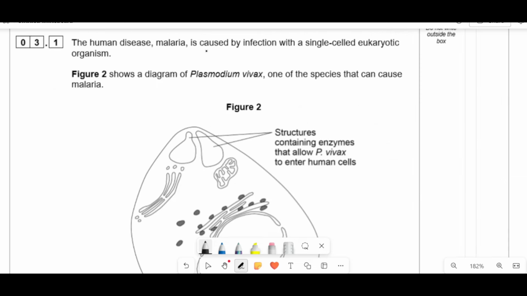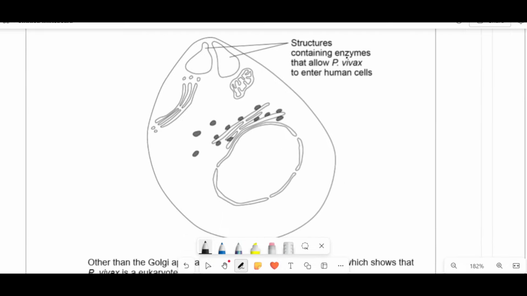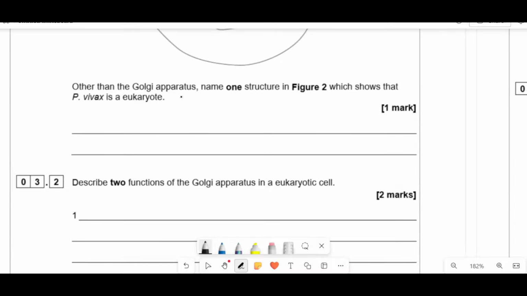The human disease malaria is caused by an infection with single-celled eukaryotic organisms. Figure 2 shows a diagram of Plasmodium vivax, one of the species that can cause malaria. So if we have a look, we've got structures that contain enzymes that allow P. vivax to enter human cells. We've got a whole load of things going on here. Fine. It says here, other than the Golgi apparatus, name one structure in Figure 2 that shows that P. vivax is a eukaryote.